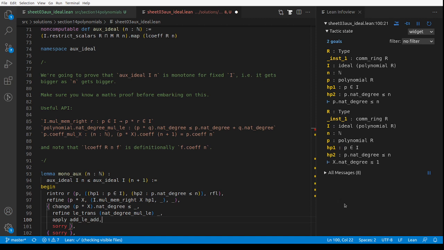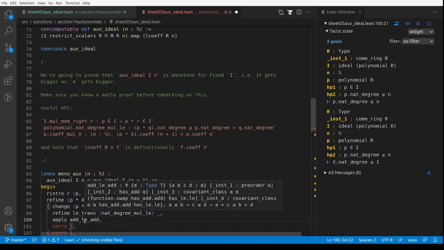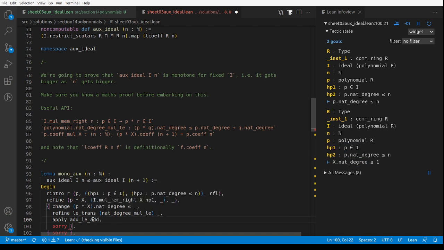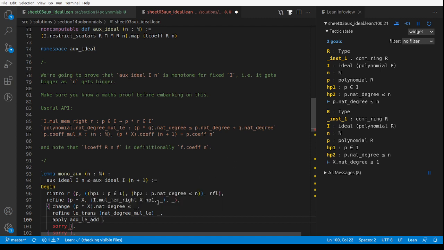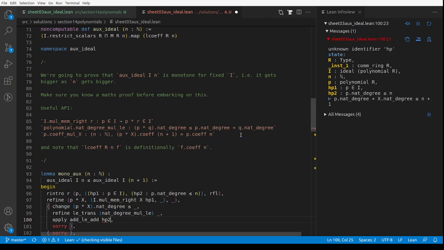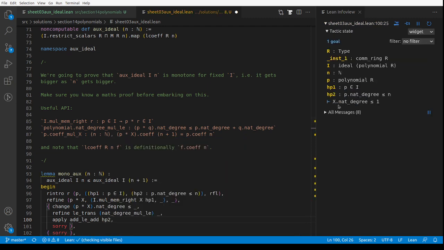There you see, now we've got two goals, and the first goal is the next input to add_le_add, right? add_le_add. You see what it says? It says if a is less than or equal to b and c is less than or equal to d, then a plus c is less than or equal to b plus d. So the next input it needs is h. You can see the first goal is hp2, so we can just put hp2 there, and then this goal here.